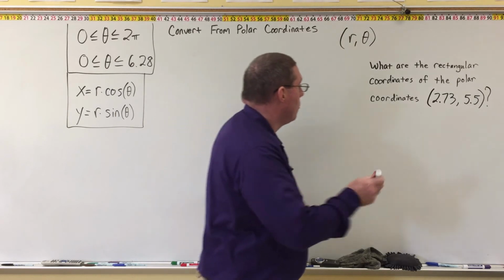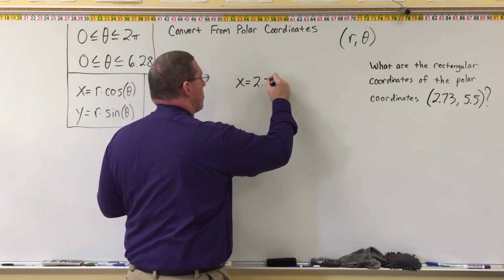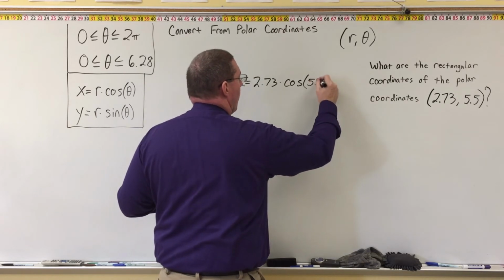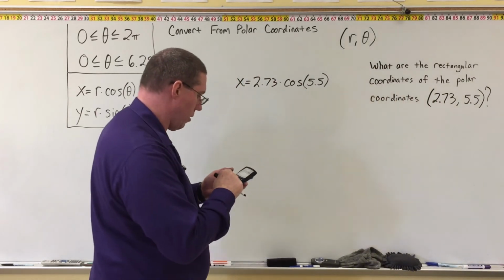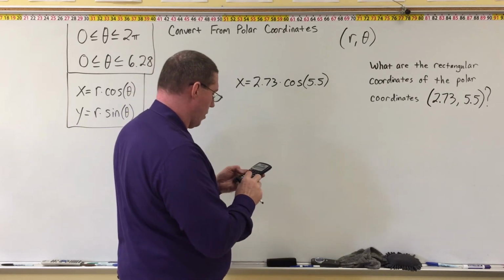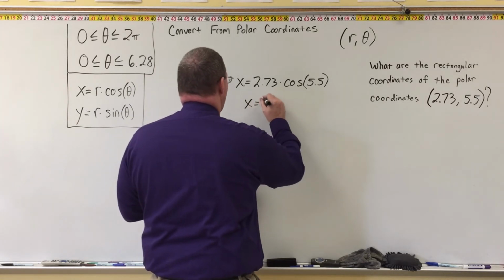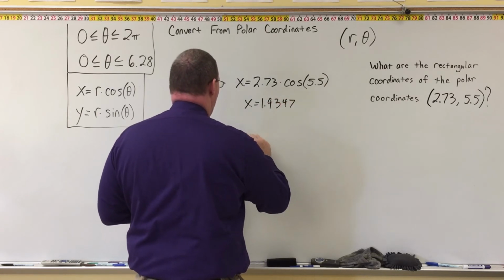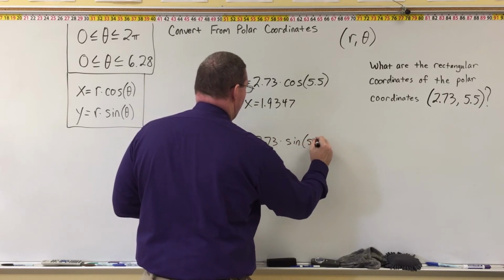All right, so to find the x-coordinate, x is equal to radius 2.73 times cosine of the theta angle, which is 5.5 radians. And we just key that into a calculator. So make sure you're in radians. I cleared my calculator, and it starts out in degrees, so I've got to make sure I'm in radians. Then I can do 2.73 times cosine of 5.5, and I get x is equal to 1.9347. That's rounded.